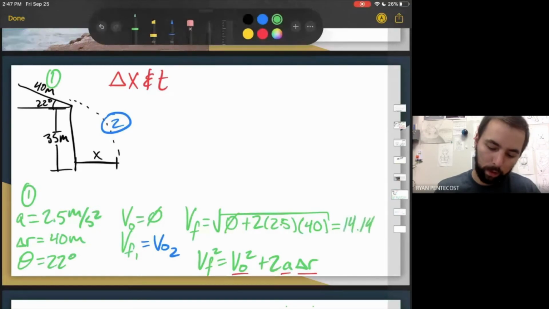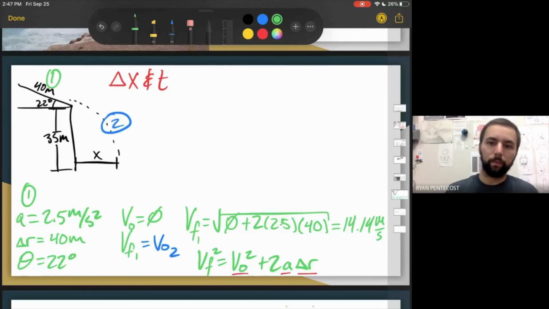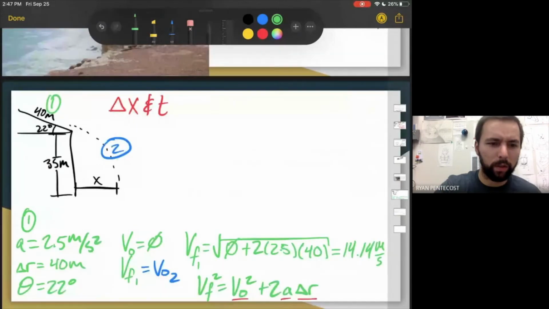14.14 meters per second. So that is our V final for part 1. That will also be our V naught for part 2 because it's going straight into the next problem. Okay. All right, we're also going to assume 0 at the edge of the cliff. We are not going to assume that the cliff drops off at 22 degrees, right? We're assuming that that 14.14 is purely in the X. So let's mark that off, right?